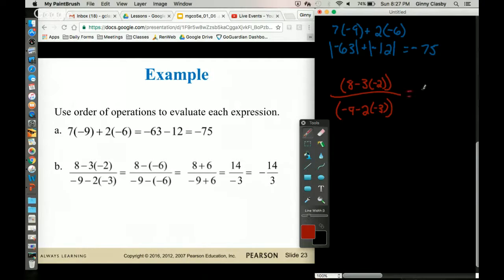All right. So negative 3 times a negative 2 is going to be a positive 6. So that's what you get on the top. Negative 2 times negative 3, still a positive 6. And what you get on the bottom. 8 is 14. Negative 9 plus 6 is going to be a negative 3. Can this be reduced? Does 3 go into 14? No. So this is going to be your solution to this problem.